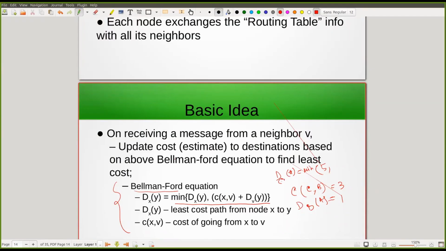C to A, so minimum of 5, comma, cost of going from C to B is 3, plus cost of going from B to A is 1. So that is equal to the minimum of 5, comma 4. So now the new cost of going from C to A is becoming 4.